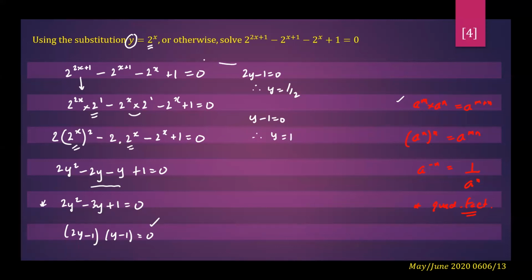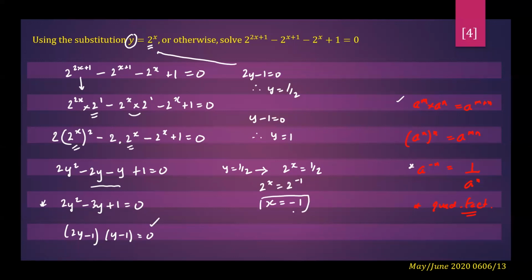Now we'll go back to our original substitution and calculate x. From our first factor, we had y equals a half. That implies that 2 to the power x equals a half. We'll use this third rule here to change our fraction. So we'll have 2 to the power x equals 2 to the power negative 1. So from this factor, our x value will be negative 1.